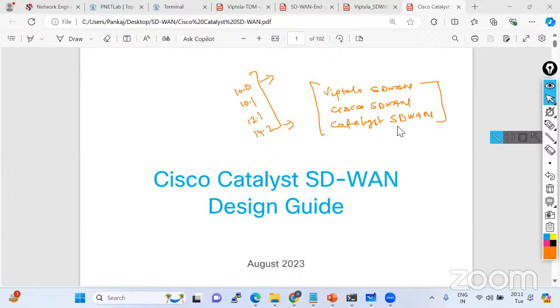If someone asks what is different between Cisco SD-WAN and Viptela SD-WAN, I'll definitely explain what is different, why the name has been changed, and what is different between Cisco and Catalyst SD-WAN. You should know why the name has been changed. There is also a story about it. I'll definitely cover all these queries, because it is very important if someone asks in the interview, so you should be able to answer that.